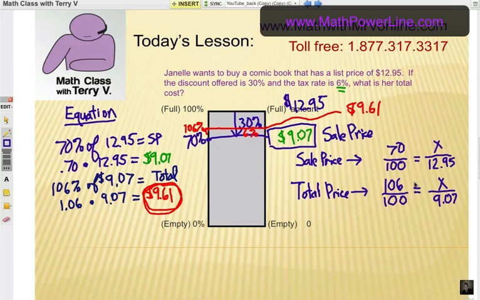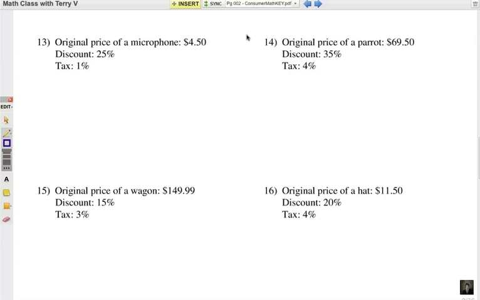All right, let's try this on some problems in a problem set. Grab your calculator, grab a piece of paper, and these are combination problems. They give you an original price, in this case number 13, price of a microphone, $4.50. You're going to subtract a discount amount off, 25%, and then you're going to add a tax percent on top of that. So we want to know what the selling price or the total price paid for each of these items. All right, click the pause button and give these a try.